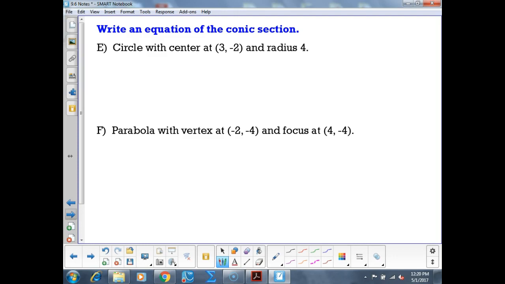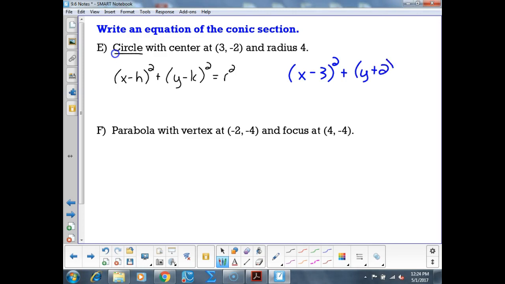Now, the other part of this one is just straight up writing those different equations that we have for them. And we've been doing them almost in every section that we've had. So I'll give you a couple of minutes here to do E and F. Write me the equation of each of those conic sections. Circle. A circle is x minus h quantity squared plus y minus k quantity squared equals r squared. So this one would be x minus 3 quantity squared plus y minus negative 2, so that's y plus 2 quantity squared equals 16. I got to square the radius there. Yes? Okay.